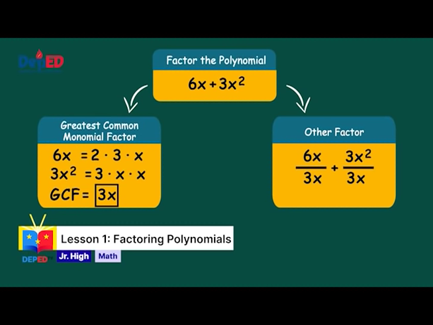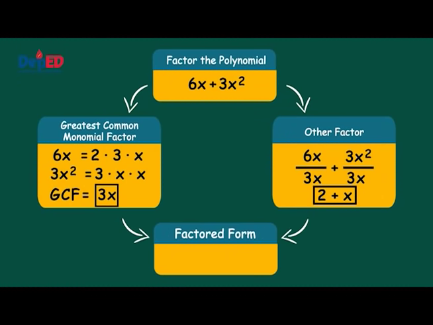6x divided by 3x and 3x squared divided by 3x. By applying division and the quotient rule in the laws of exponent, 6x divided by 3x is equal to 2, since x divided by x is just 1. Then, what is 3x squared divided by 3x? 3 divided by 3 is 1, and x squared divided by x is just x. Do not forget the signs to complete our polynomial factor. Last step is to write the polynomial in factored form. The polynomial 6x plus 3x squared can be written in factored form as 3x multiplied by the quantity 2 plus x.